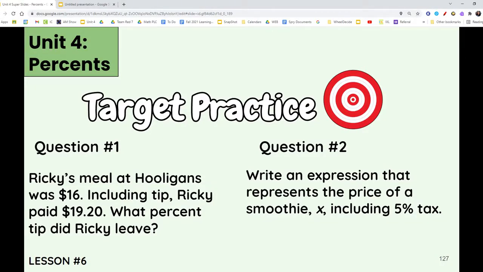Target practice. Question number 1. Ricky's meal at Hooligans was $16. Including tip, Ricky paid $19.20. What percent tip did Ricky leave? Here you would do percent change.